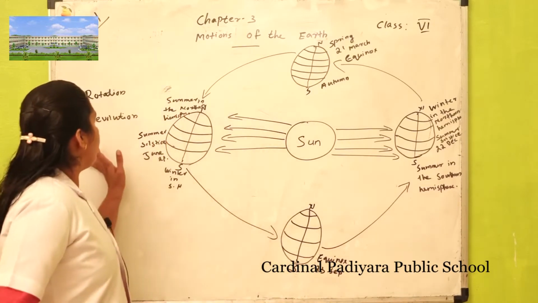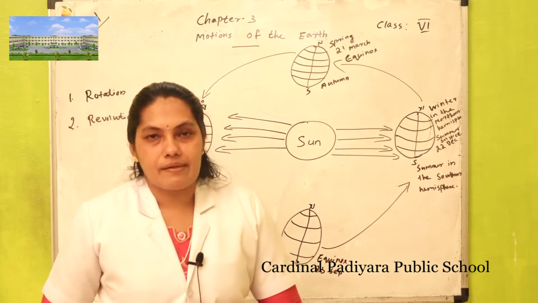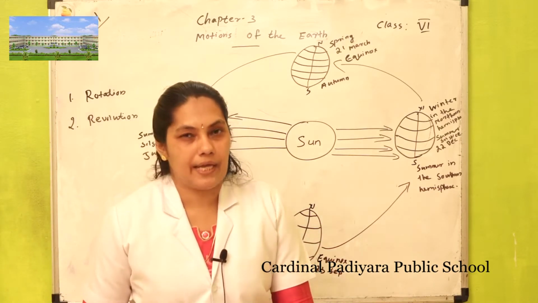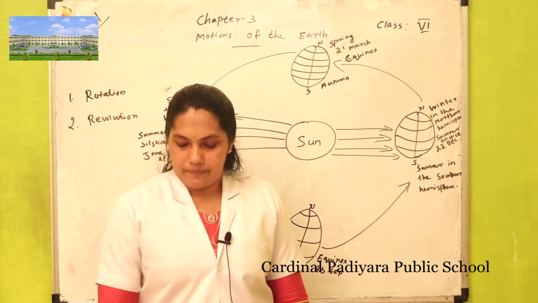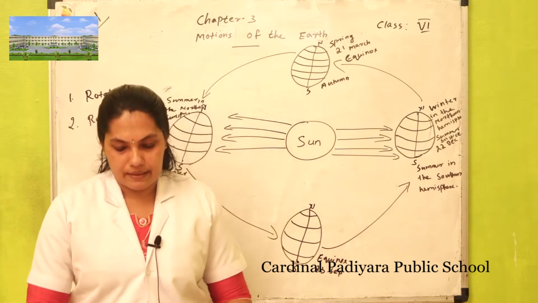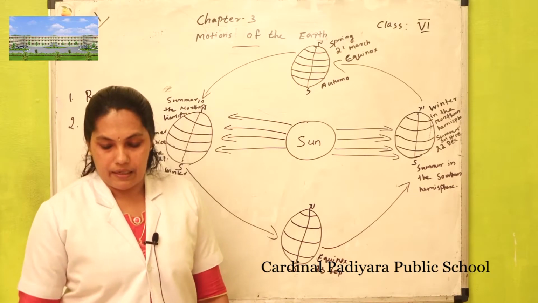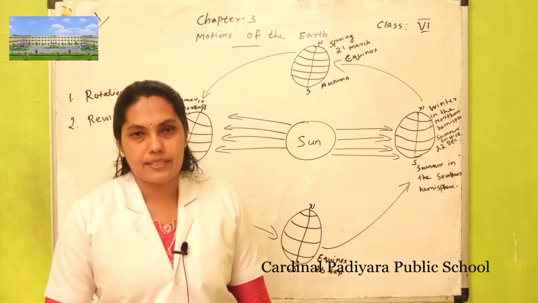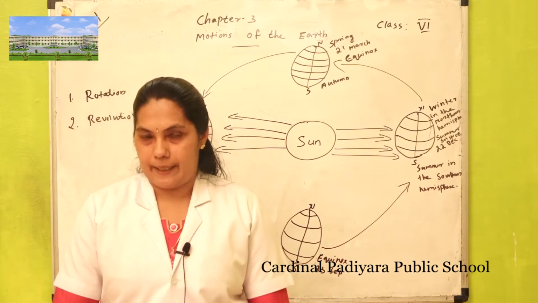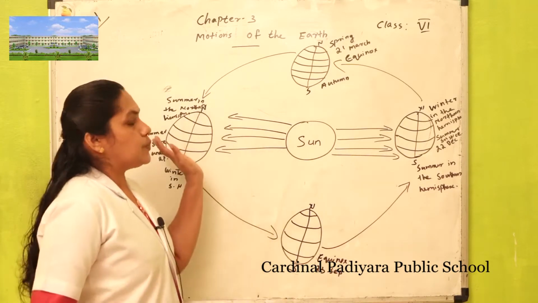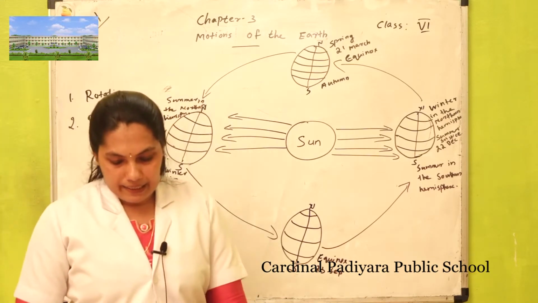And the second one is revolution. What is revolution? The movement of the earth around the sun is called revolution. It takes 365 days and 6 hours to complete one revolution. These are the two types of motions of the earth, rotation and revolution.